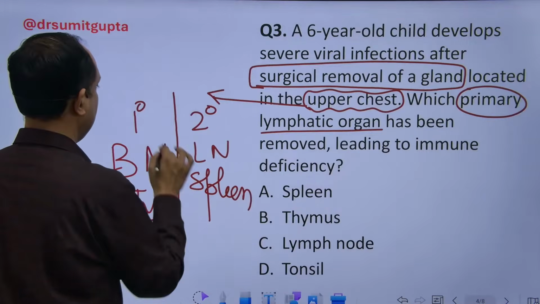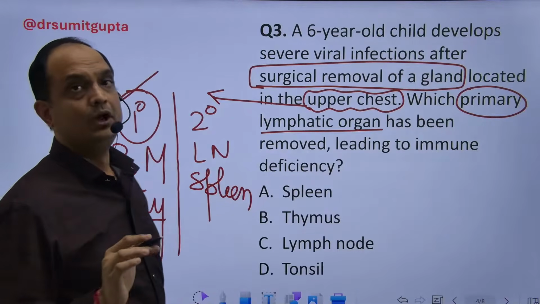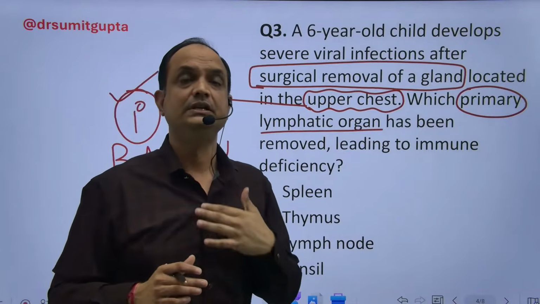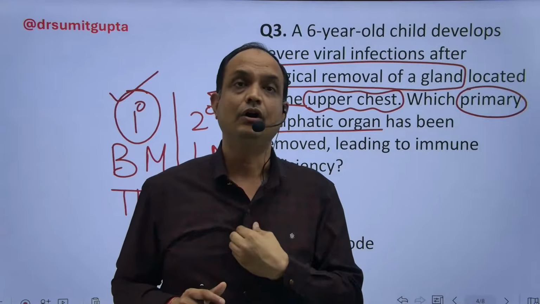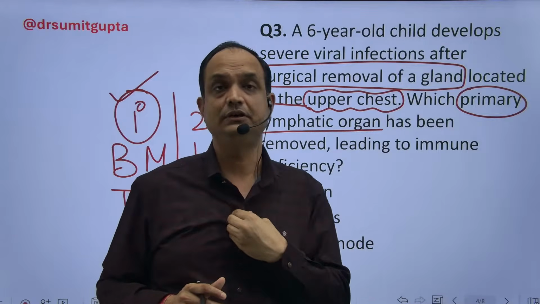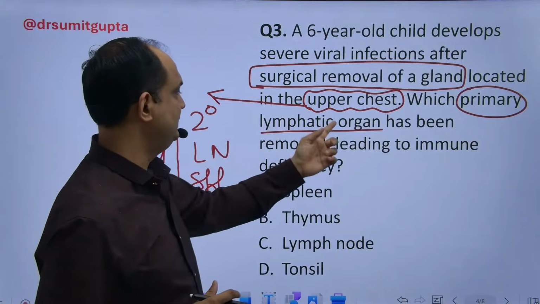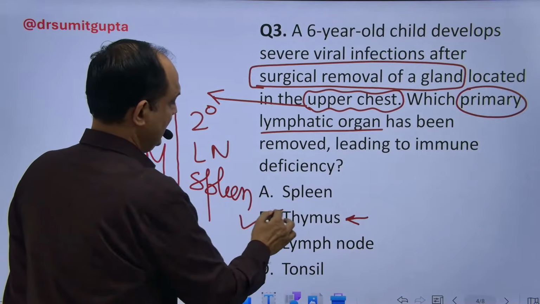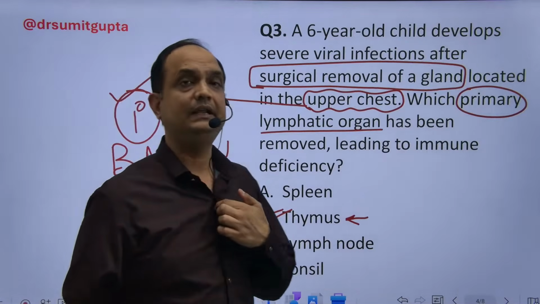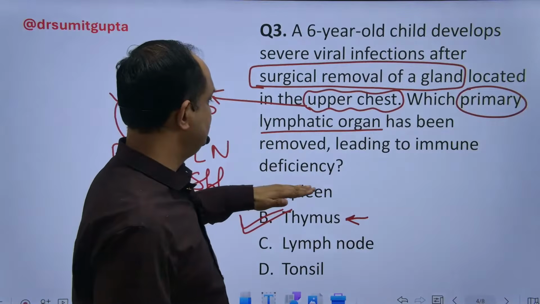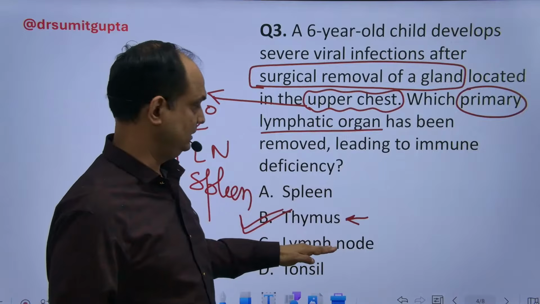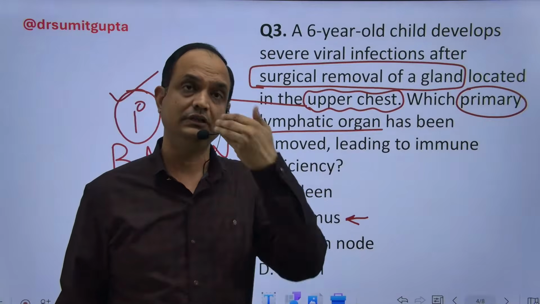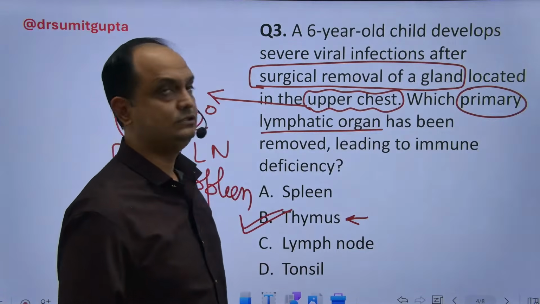Now, these primary organs are basically responsible for the production of lymphocytes. The second clue is the upper chest. That means the mediastinal area of the chest also contains this gland. So, what should be the answer? Which is the primary lymphatic organ? This is the only such organ given in the options, and the thymus is present retrosternally in the mediastinum. So spleen is not a primary organ, lymph node is not a primary organ, and tonsil is not retrosternal. Tonsils are present in the oral cavity and are not a primary organ.